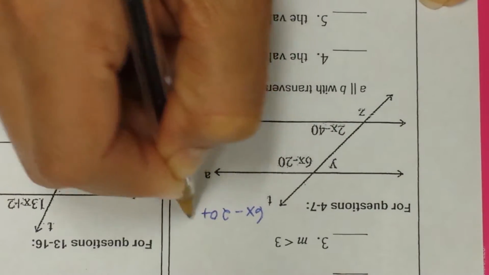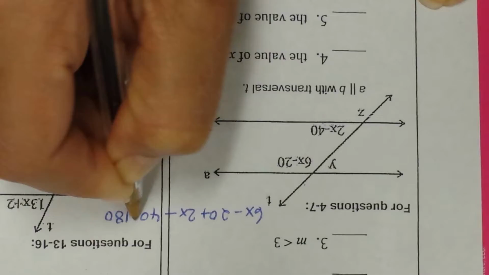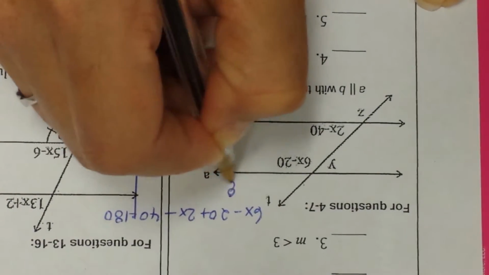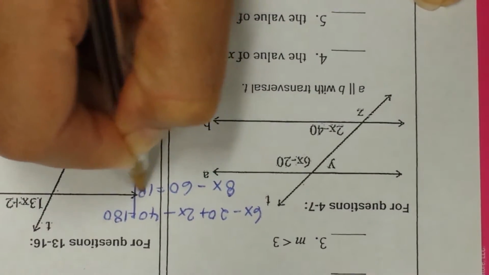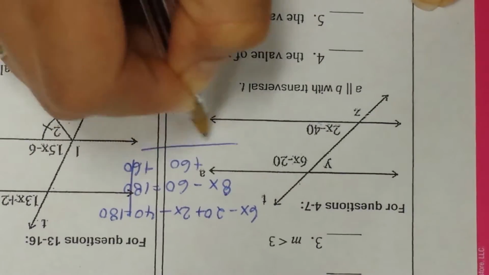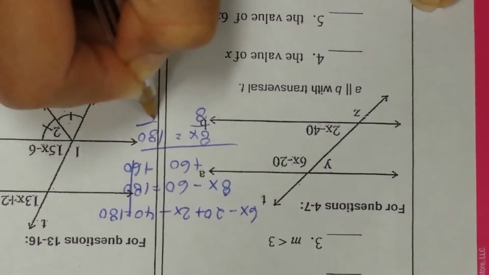6x minus 20 plus 2x minus 40 equals 180. Combine like terms. 6x plus 2x is 8x. Minus 20 minus 40 is minus 60 equals 180. Add 60 to both sides. 8x equals 180. Divide by 8.